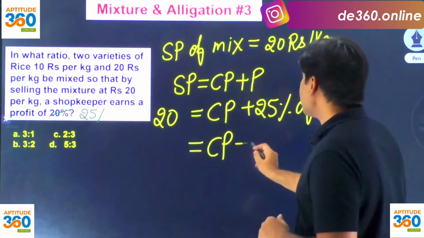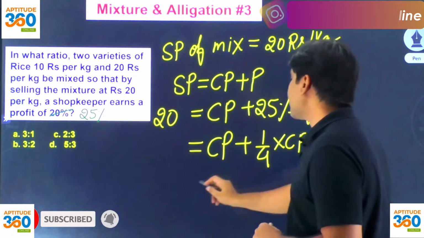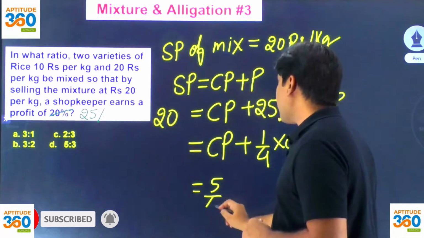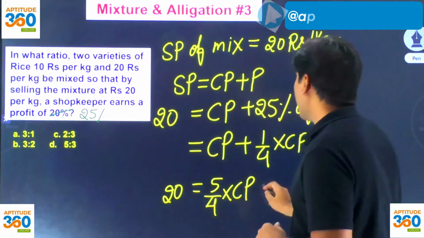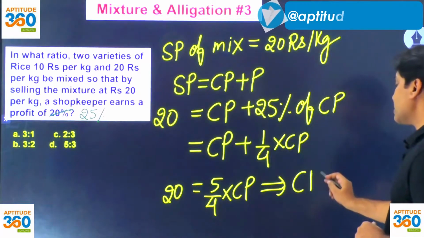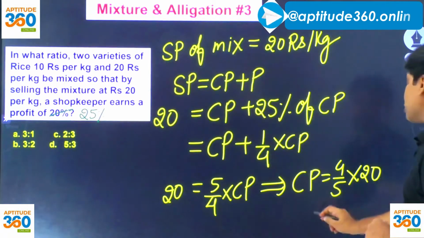So CP plus, so this is going to be what? 1/4 of CP, and if you simplify this, it is coming out as what? 5/4 of CP is equal to 20, and hence cost price comes out as 4/5 of 20. That comes out as 16 rupees.